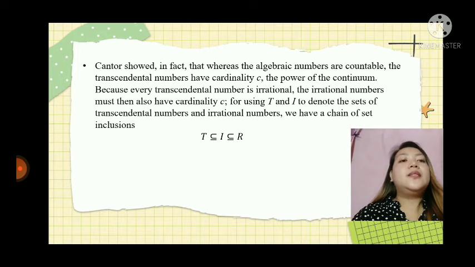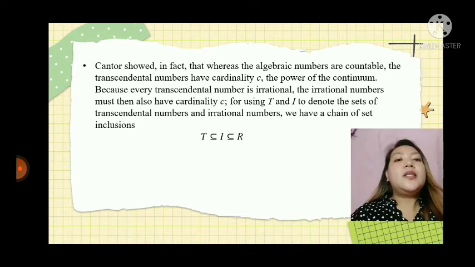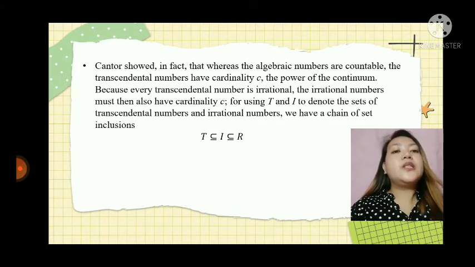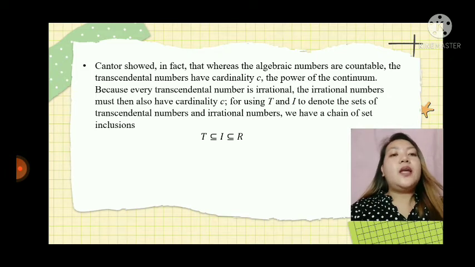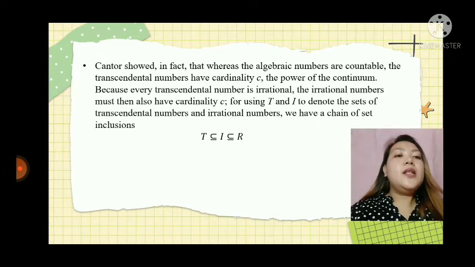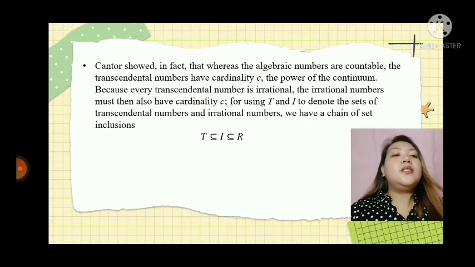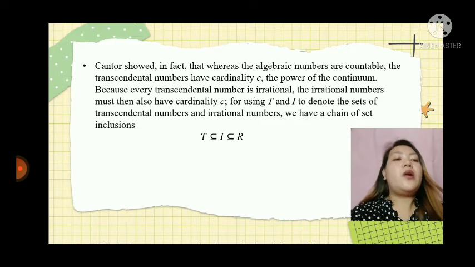Cantor showed, in fact, that whereas algebraic numbers are countable, the transcendental numbers have cardinal C, the power of the continuum. Because every transcendental number is irrational, the irrational numbers must then also have cardinality C. For using T and I to denote the sets of transcendental numbers and irrational numbers, we have a chain of inclusions: T is a subset of I, which is a subset of R.